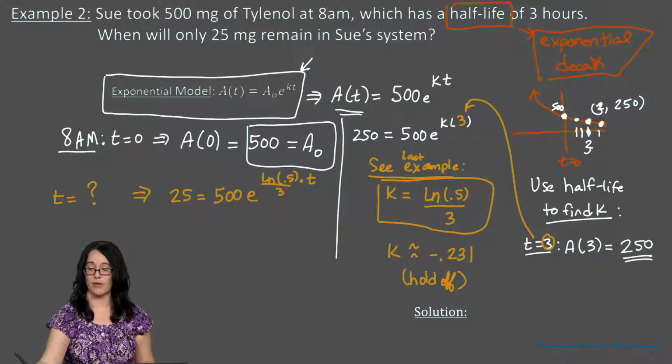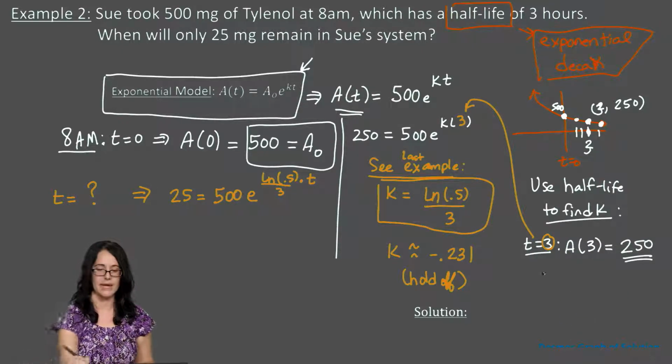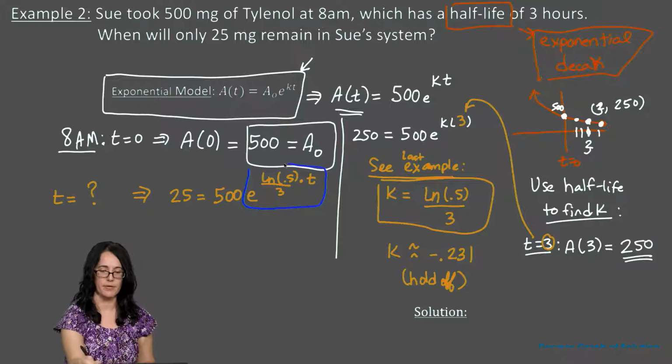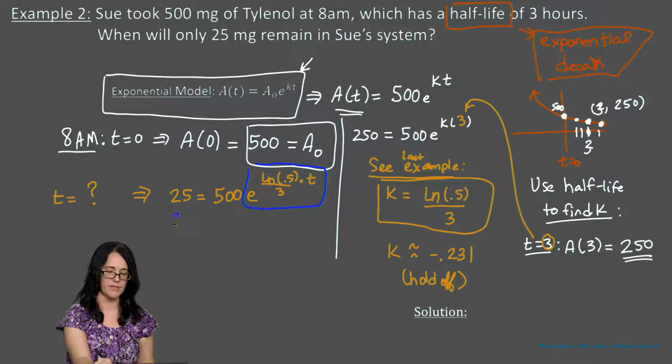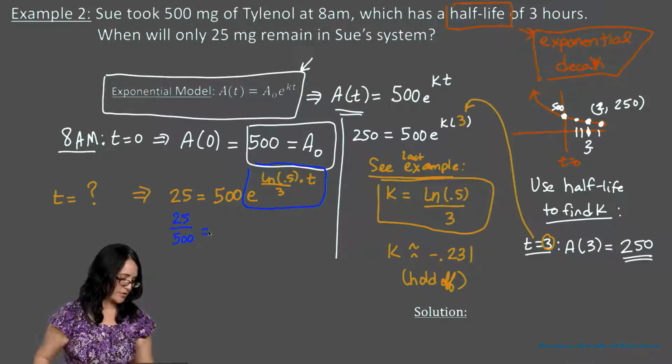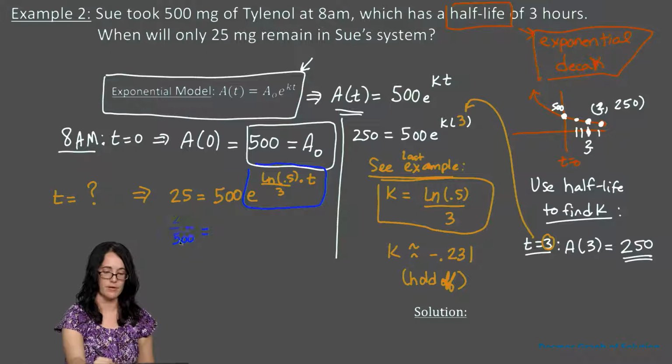I'll get you started here, but again, you should be able to do this just like the last one. What you would want to do is isolate the exponential part by dividing both sides by 500. So if you take 25 and divide it by 500, you can reduce that, of course. You could also get the decimal, okay? So if you reduce that, you're getting 1 over 20. So I'll just rewrite it to make it prettier.